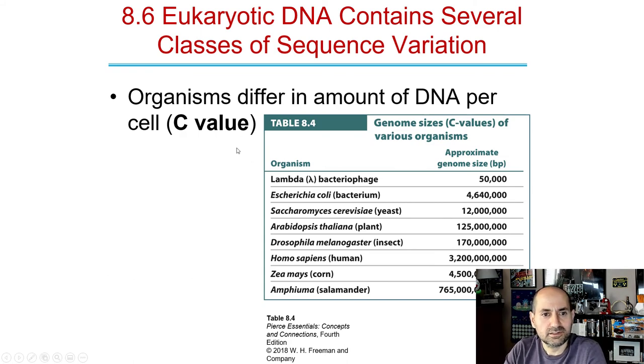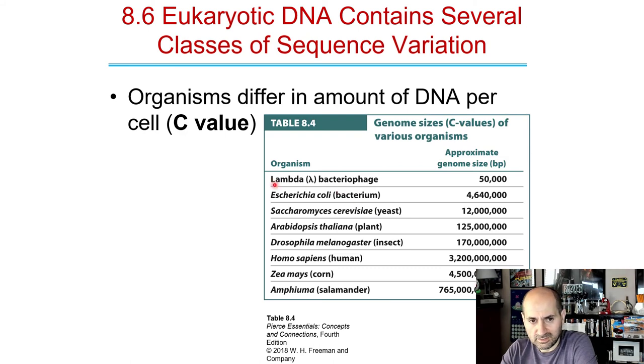Next concept here. In genetics, when we're talking about the C value of an organism, we're talking about the total amount of DNA in the organism. For example, viruses would have the least amount of DNA. Bacteria and the other prokaryotes should have more, and then the eukaryotes, I guess Saccharomyces cerevisiae is a eukaryote, it's a yeast, have even more.